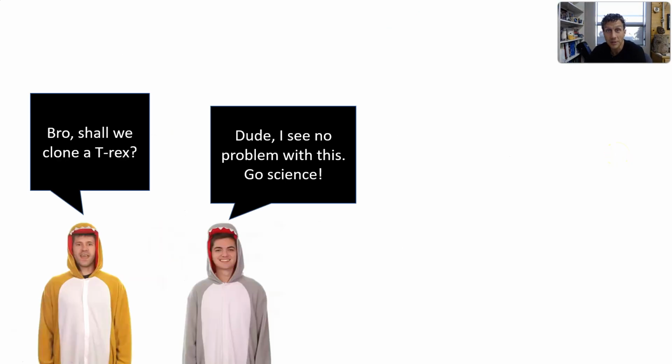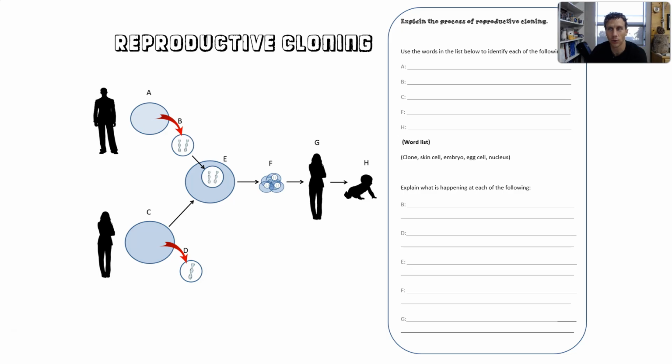Okay, so that was informative, that was helpful, and what we're going to do now is you're going to work on an assignment where you have reproductive cloning on the one side and therapeutic cloning on the other side. Here's a diagram of that process, okay? And what you need to do is fill in this part, okay?